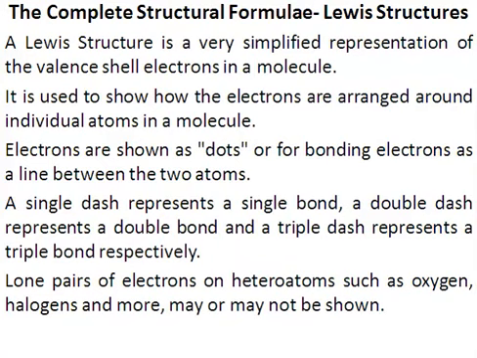Lewis structure is a very simplified representation of valence shell electrons in a molecule, right? And this shows how the electrons are arranged around individual atoms in a molecule. Normally we make use of electrons as dots, or you may use bonding electrons as a line between two atoms. If you have a single bond, we write a single dash. If you have a double bond, we write a double dash. If we have a triple bond, we write a triple dash.